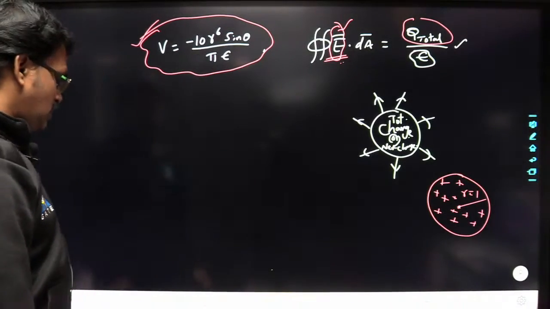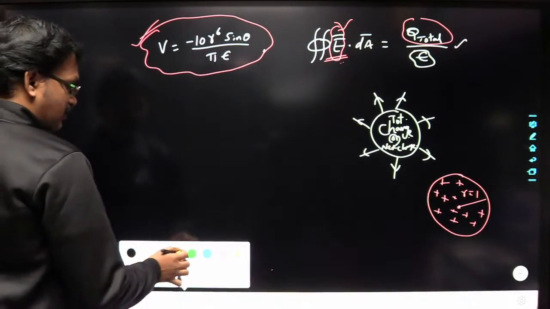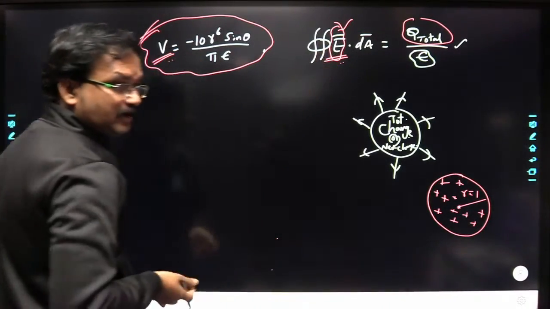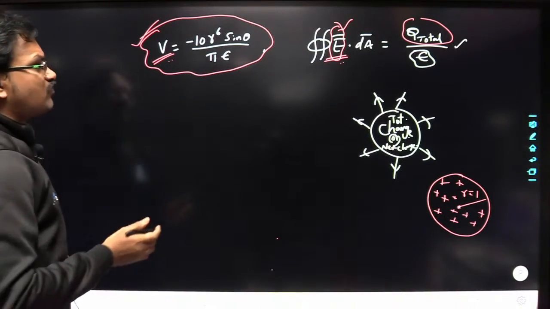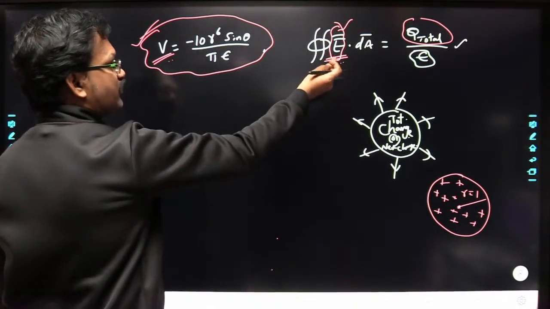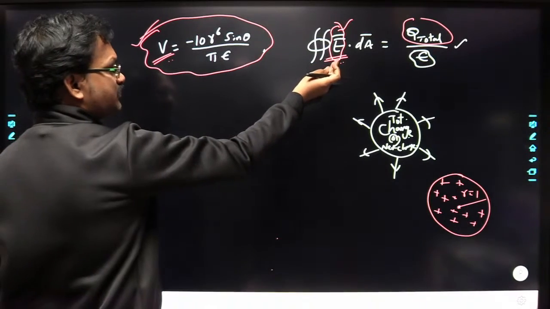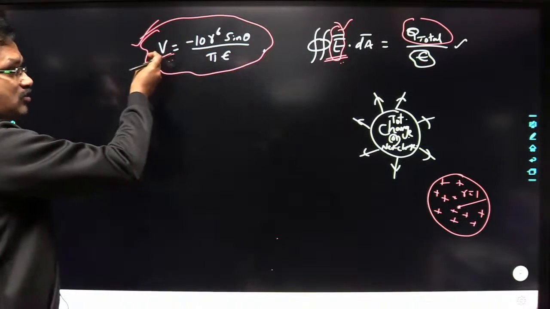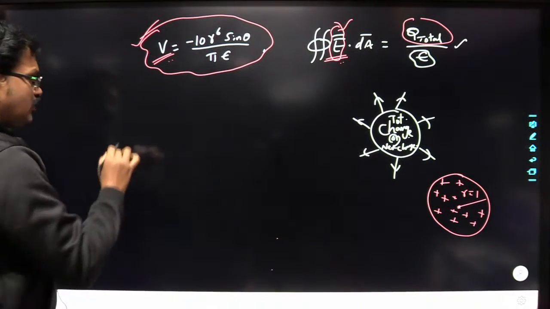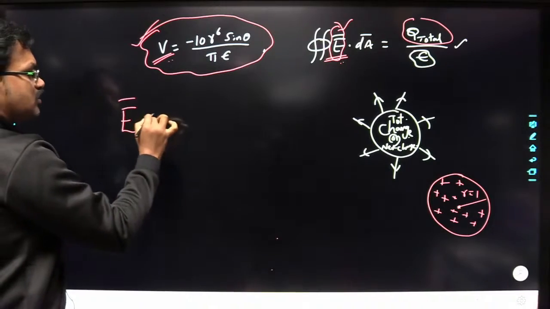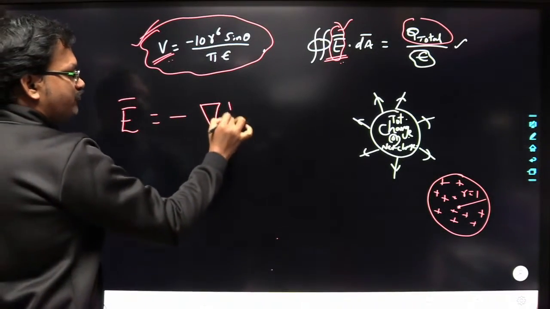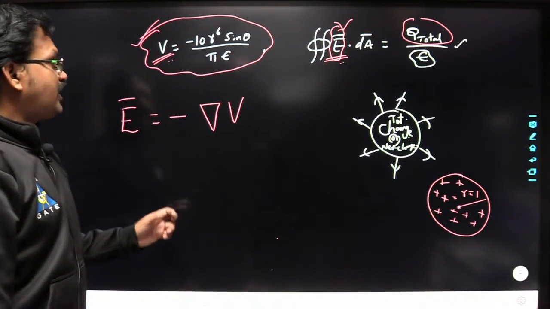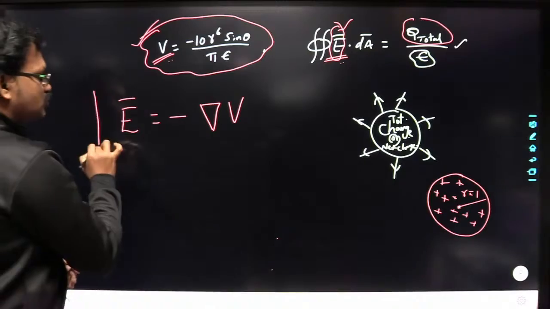So they have given V here, that is potential, and we have to determine the electric field. So what is the relation between the electrostatic field and the electrostatic potential? We know that E bar is equal to minus gradient of V. The electric field and potential are related through this relation.